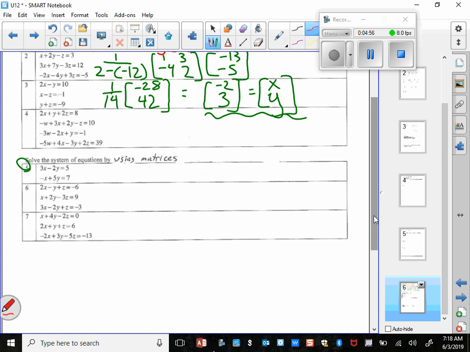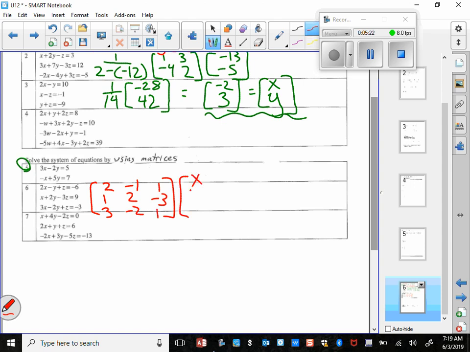So we're going to set up our matrix first to begin with. So once again, using those coefficients. My coefficients for my first equation are 2, negative 1, 1. And then my coefficients for my second equation are 1, 2, negative 3. Coefficients for the third equation are 3, negative 2, 1.